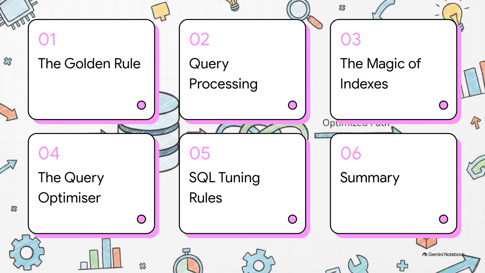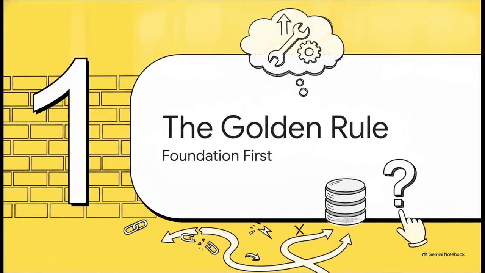To keep us on track, here's our program for today. First, the golden rule. Second, how queries are processed. Third, the magic of indexes. Fourth, the query optimizer. Fifth, SQL performance tuning rules. And finally, a quick summary and next steps. Let's start with Section 1, the golden rule.